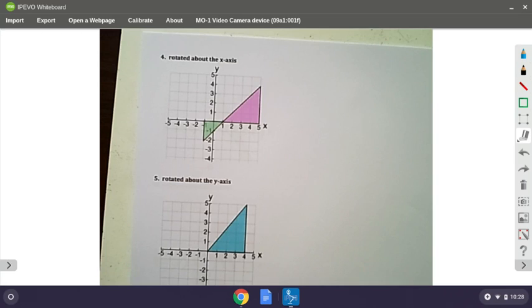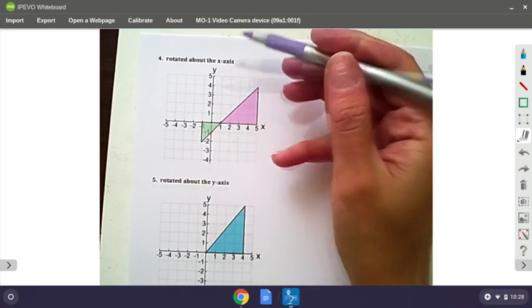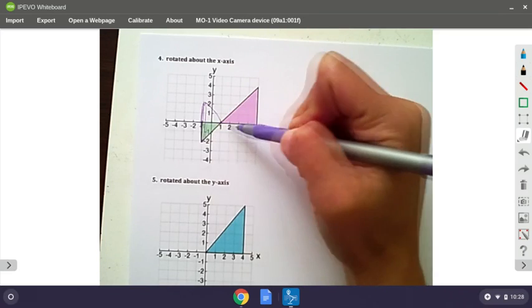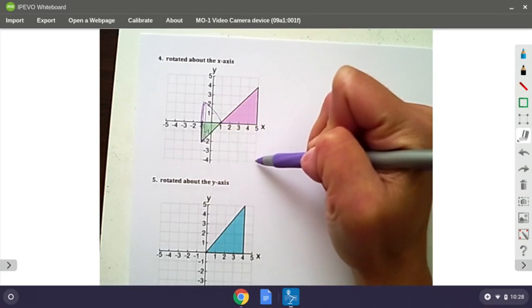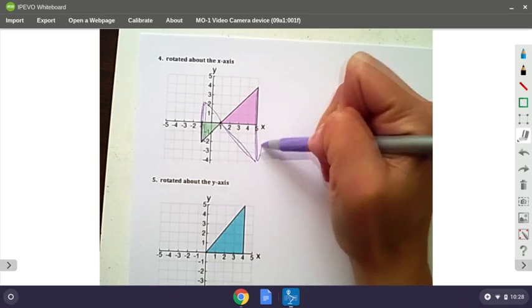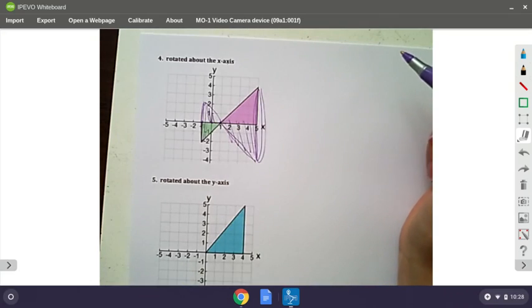Sometimes, like in number 4, you have multiple solids. Like this is being rotated about the x-axis. So picture like this would be a little cone, and then picture this would go to here. So this one's basically like 2 cones, find the volume of each one, and then just add them together.